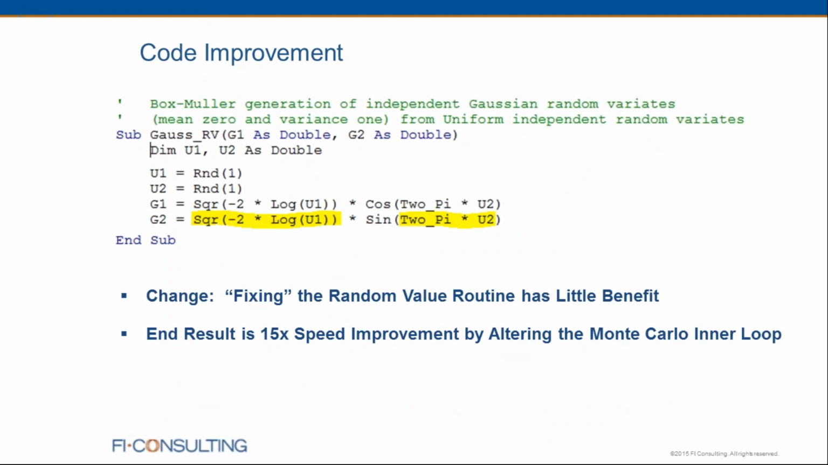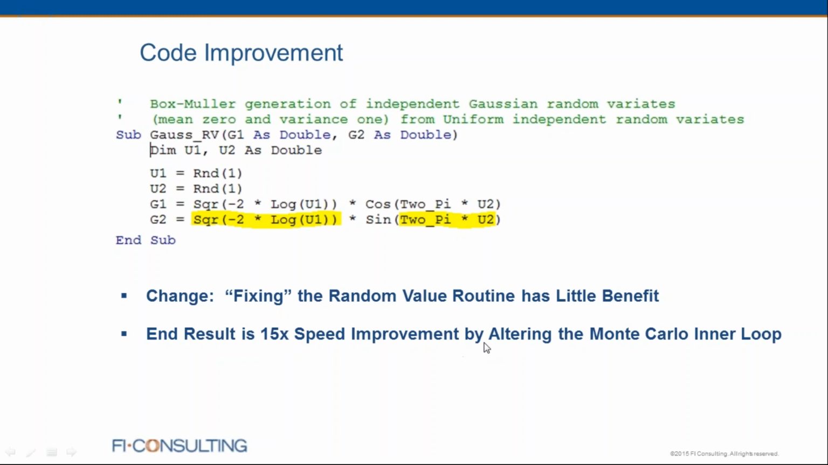Finally, as the last step, and I'm going to go quickly through this, I went to the random variable subroutine that I'm using. It's a Box-Muller algorithm. It's decades old, very important, very well known, and I looked at that to see how to make it faster, and it didn't matter. So I'm not going to spend much time. I'll just say that when you play with that subroutine, you can make things a little bit faster, but it's not even worth talking about. So, quote unquote, fixing the random value routine had little benefit.